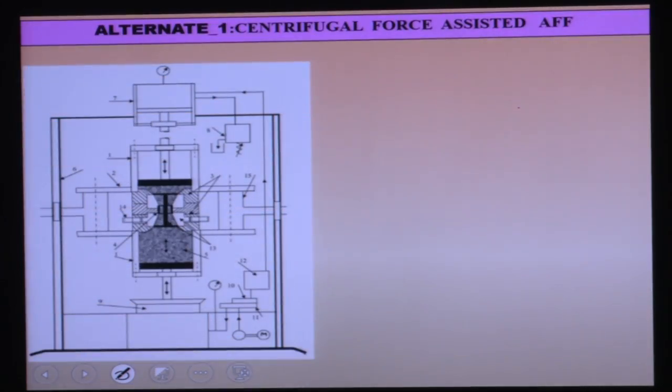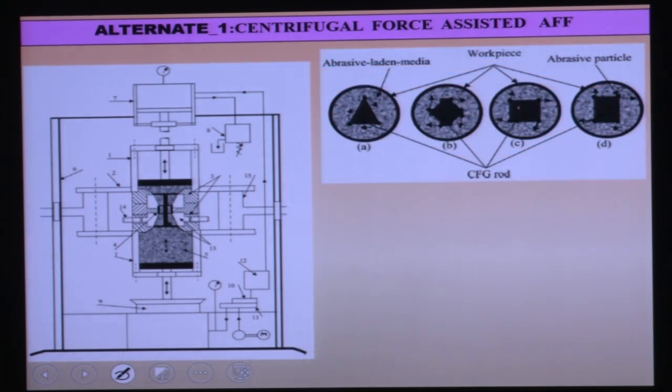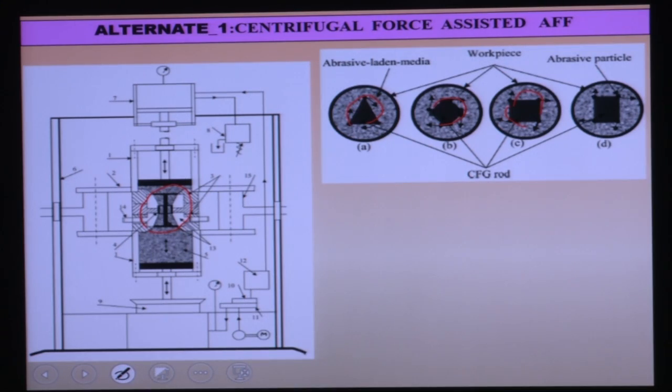To enhance it, different researchers have developed different processes to enhance the performance of the abrasive flow finishing process. So this is the centrifugal assisted abrasive flow finishing process. Okay, so here you can see this is the workpiece, and at the center there is a centrifugal rod. Here you can see the cross section of this workpiece. So this triangular rod, this rhombus rod, this square rod, this rectangular rod, they are kept there.